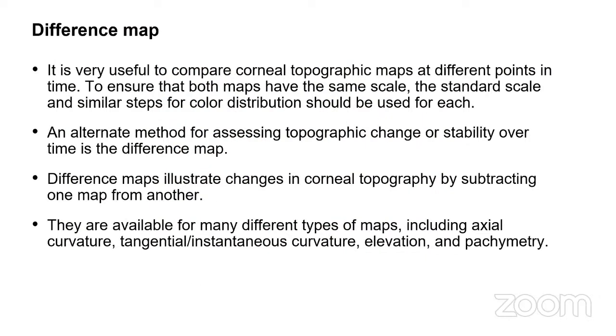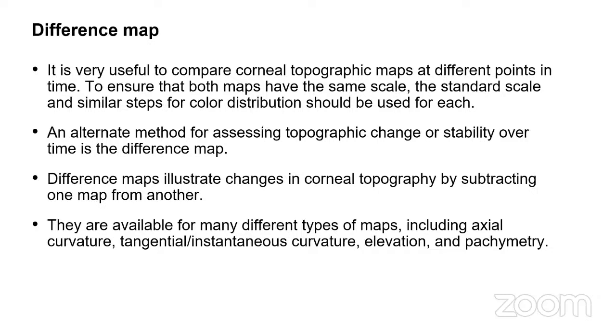Next, coming to the difference map. It is very useful to compare corneal topographic maps at different points in time. Ensure that both maps have the same scale, the standard scale, and similar steps for color distribution should be used for each. An alternate method for assessing topographic change or stability over time is the difference map. Difference maps illustrate changes in corneal topography by subtracting one map from another.